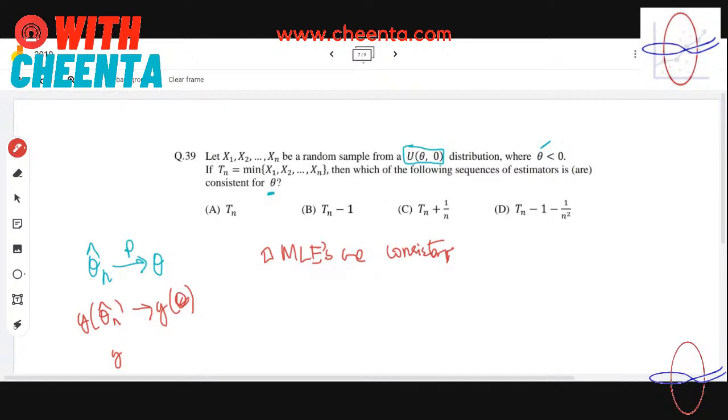Just let me check the condition. Whether G is bounded or not, is it important? Just give me a moment. So therefore, if theta n goes with convergent probability to theta, then Tn converges in probability to theta. Does Tn minus 1? No, it converges to theta minus 1. This, yes, because this converges to g theta plus 1 by n, which also goes to theta. And this, no. Okay.